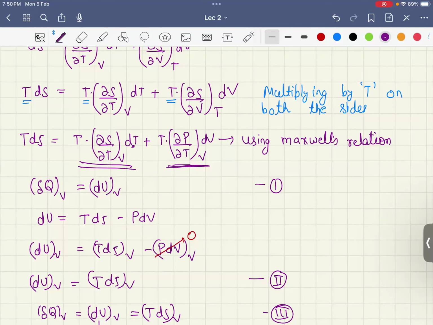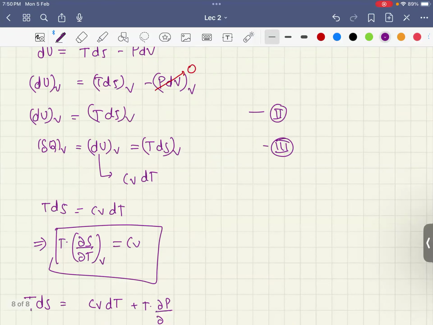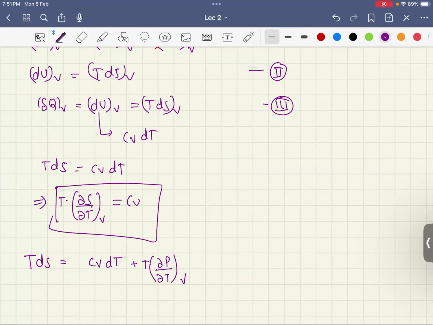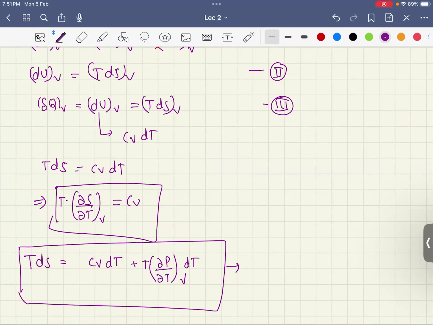dou P upon dou T, yeah, dou P upon dou TV. So now, on this side we have entropy, which we don't know. Do we know CV? Yes, we know CV. Do we know temperature? Yes, we have control over temperature, we have control over pressure, we have control over volume. Right? So now this is our first TDS equation.